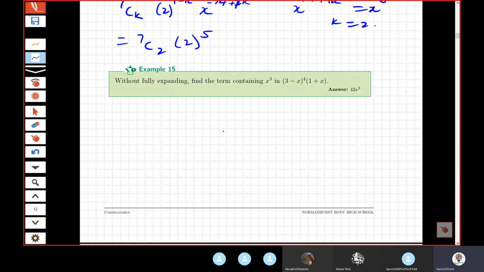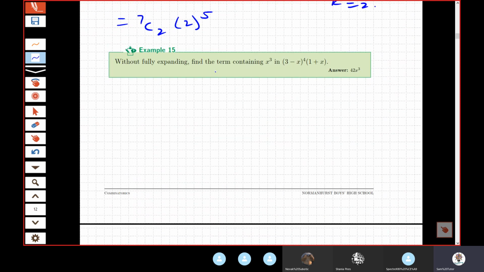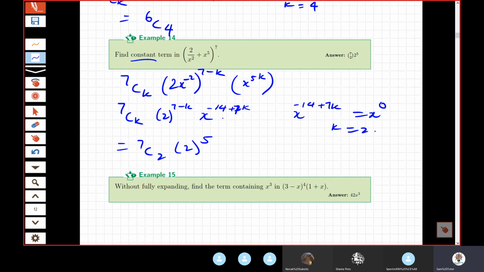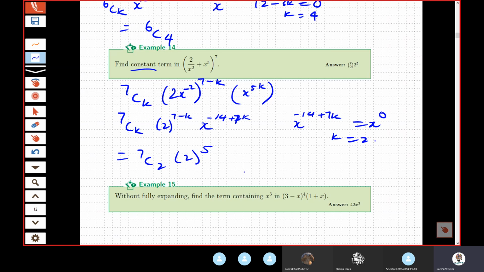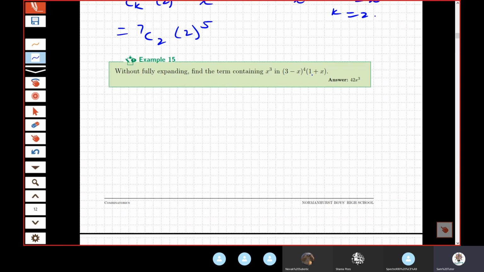Without fully expanding, find a term containing. Yeah, without fully expanding. We're not going to expand. Okay. Let me see if I can find. Oh, that's the one. But maybe not yet. All right, let's do this one first. Find the term containing. Like I said, these are the hardest ones for singular brackets. For our binomial expansion, for double brackets like this, there is again a way of doing it. So let's try it again. All right, 3 minus x to the power of 4.